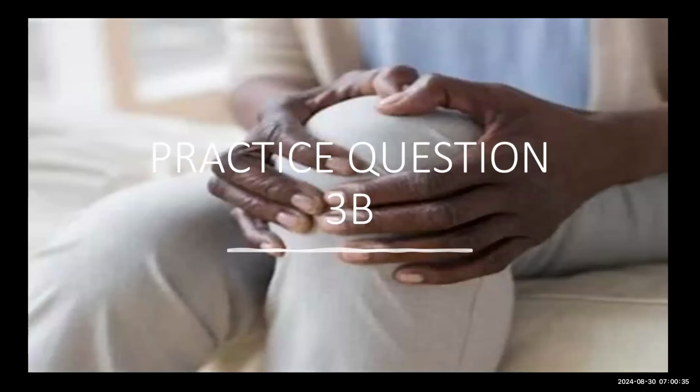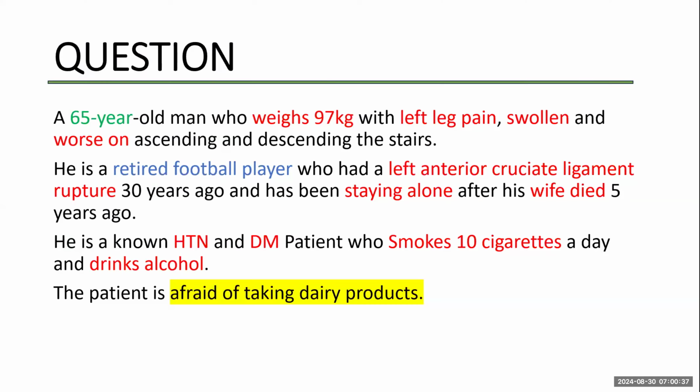Coordinators and colleagues, I'll be taking practice question 3B, and the question reads thus: a 65-year-old man who weighs 97 kg with left leg pain, swollen, and worse on ascending and descending the stairs. He is also a retired footballer who had a left anterior cruciate ligament rupture 30 years ago and has been staying alone after his wife died 5 years ago. He's also a non-hypertensive diabetic who smokes 10 cigarettes a day and drinks alcohol. The patient is said to be afraid of taking dairy products.